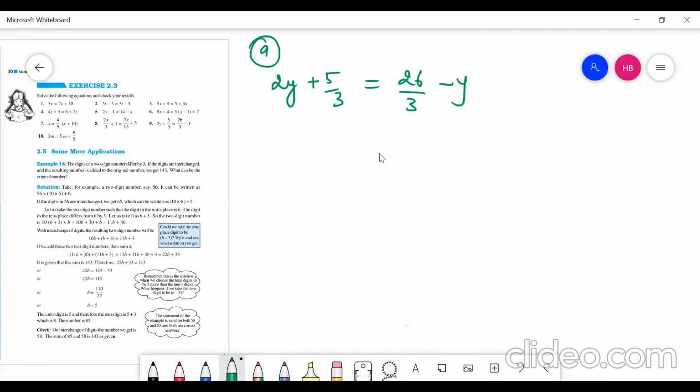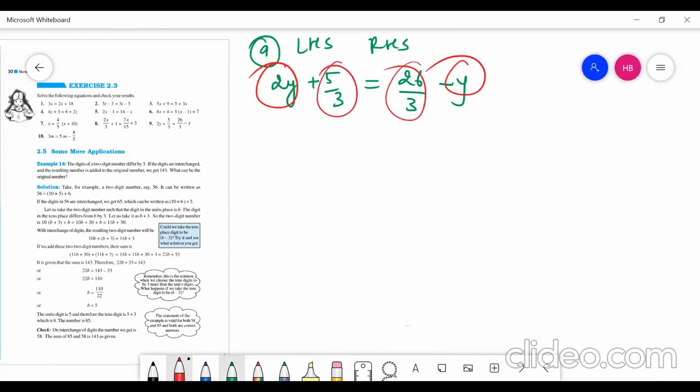So I have already told you that you have to keep all the terms which have a variable on one side of the equation and all the constants on the other side. So if this is LHS, RHS, I see that there is a variable term on both sides of the equation. So what are the variable terms? 2y is one variable term and here y is there. And what are the constants in this equation? 5 by 3 and 26 by 3, right?